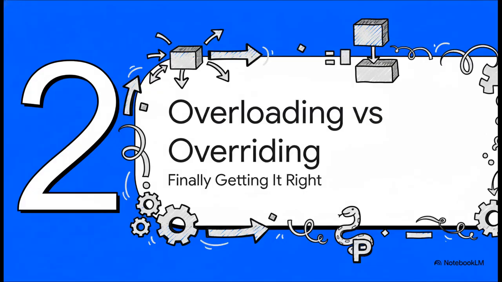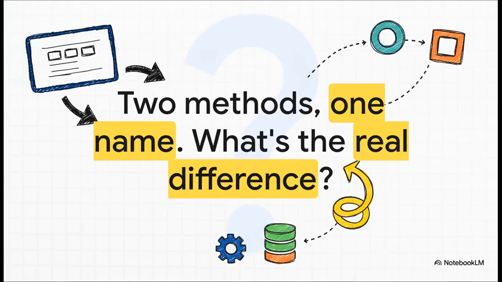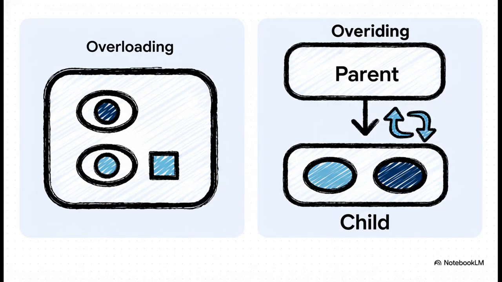All right, let's switch gears and tackle something that trips up developers all the time, the whole overloading versus overriding thing. Right? Two methods, one name. It sounds simple, but what's really going on? This is a classic interview question for a reason, and getting it right is a huge sign that you understand object-oriented programming on a deeper level. They seem similar, but they operate in totally different worlds. And this table just lays it all out perfectly.